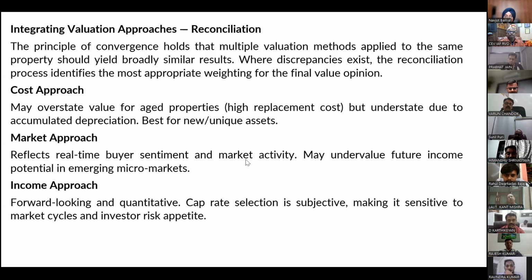And the market approach reflects real-time buyer sentiments and market activity. It may undervalue future income potential in emerging micro markets. And if you are using the income approach, it is forward-looking and quantitative. But cap rate selection is subjective, making it sensitive to market cycles and investor risk appetite.